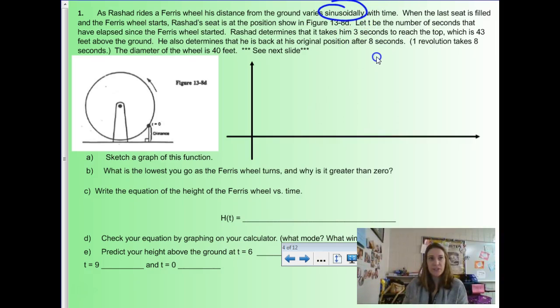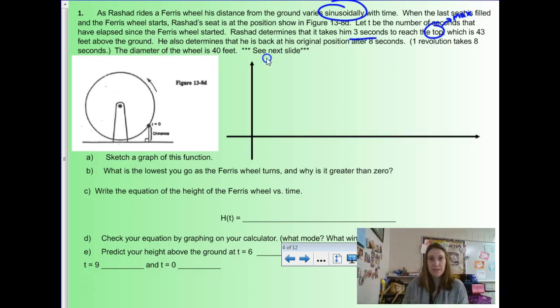So when the last seat is filled and the Ferris wheel starts, Rashad's seat is at the position shown in this figure, so there he is, boom. Let t be the number of seconds that have elapsed since the Ferris wheel started. And then Rashad determines that it takes him 3 seconds to reach the top. So right there, that's a clue. 3 seconds for him to reach the top, which is another way of saying the maximum, or the top of our range. And that is 43 feet above the ground. And the 3 seconds is going to be important to us in a moment.